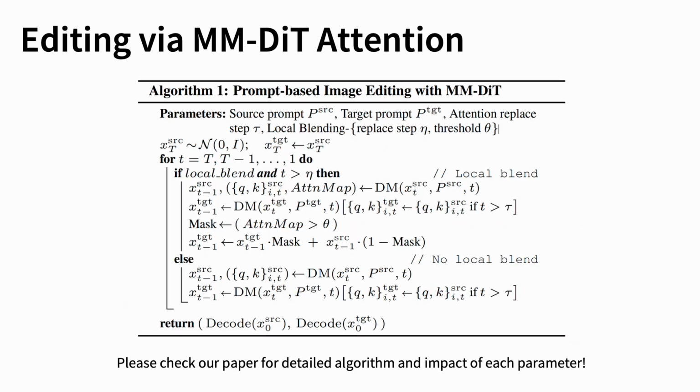There are a few key hyperparameters in our approach: which time steps to replace projections, how many blocks to modify, and the local blending configuration including steps and thresholds. Although all of these can be optimized, we find that most edits work well by just tuning the local blending threshold while keeping everything else fixed. For the full algorithm and detailed parameter analysis, please check out our paper.